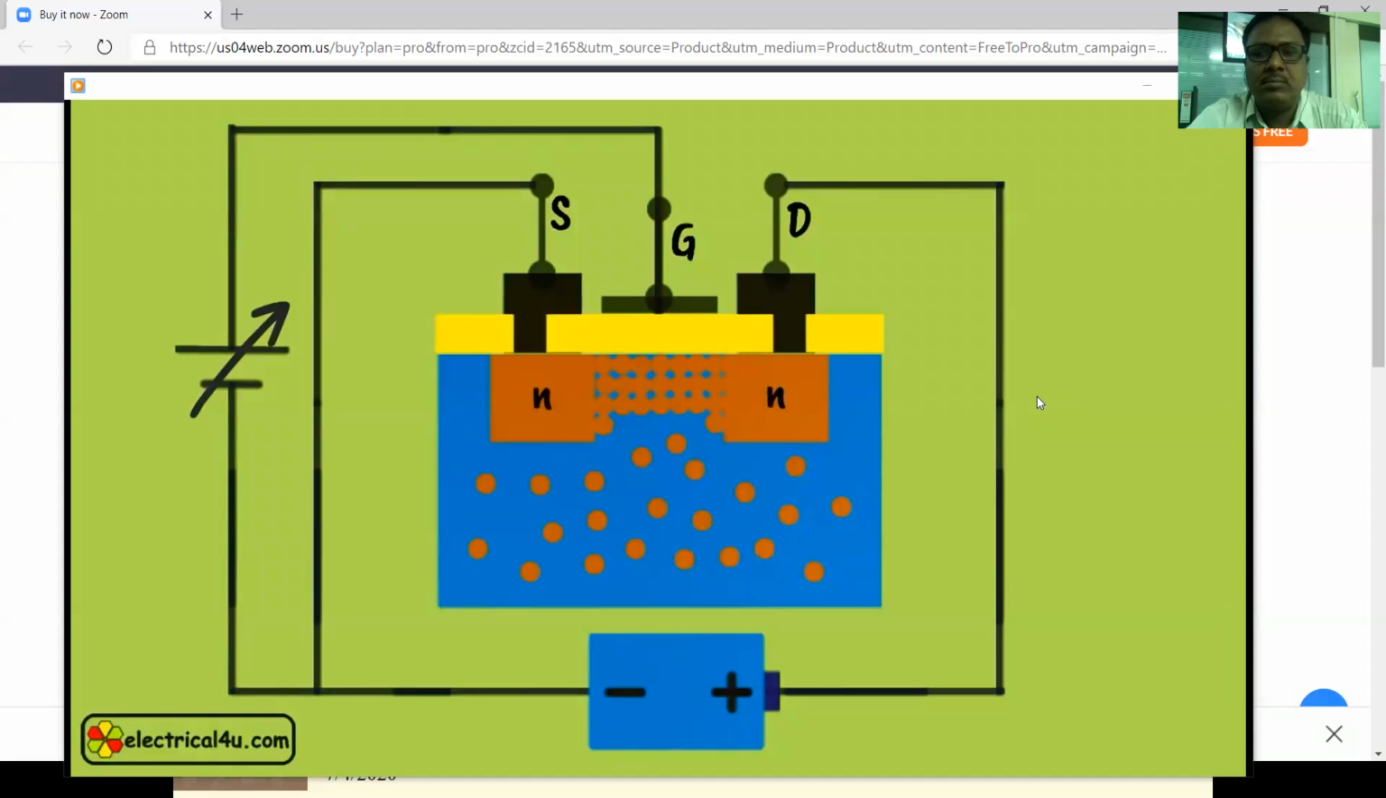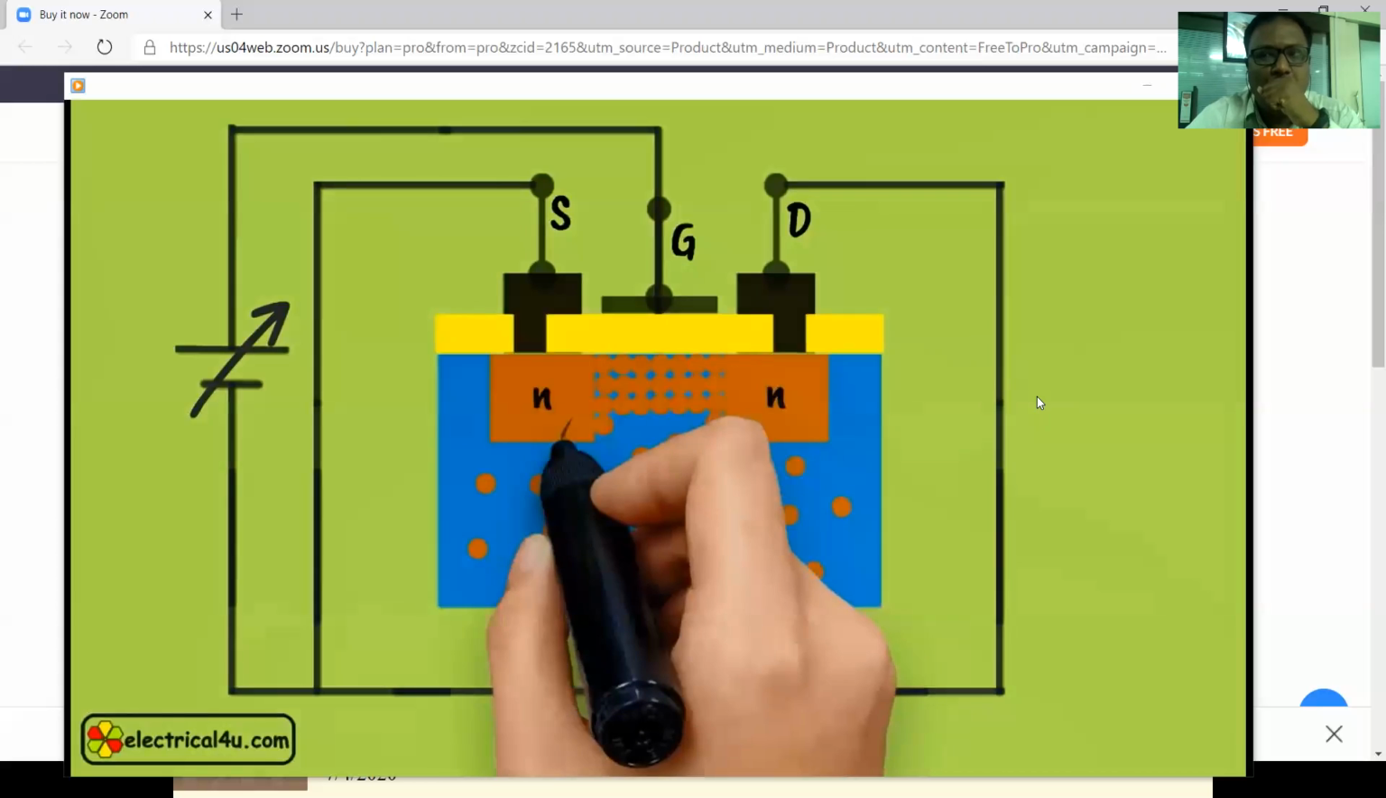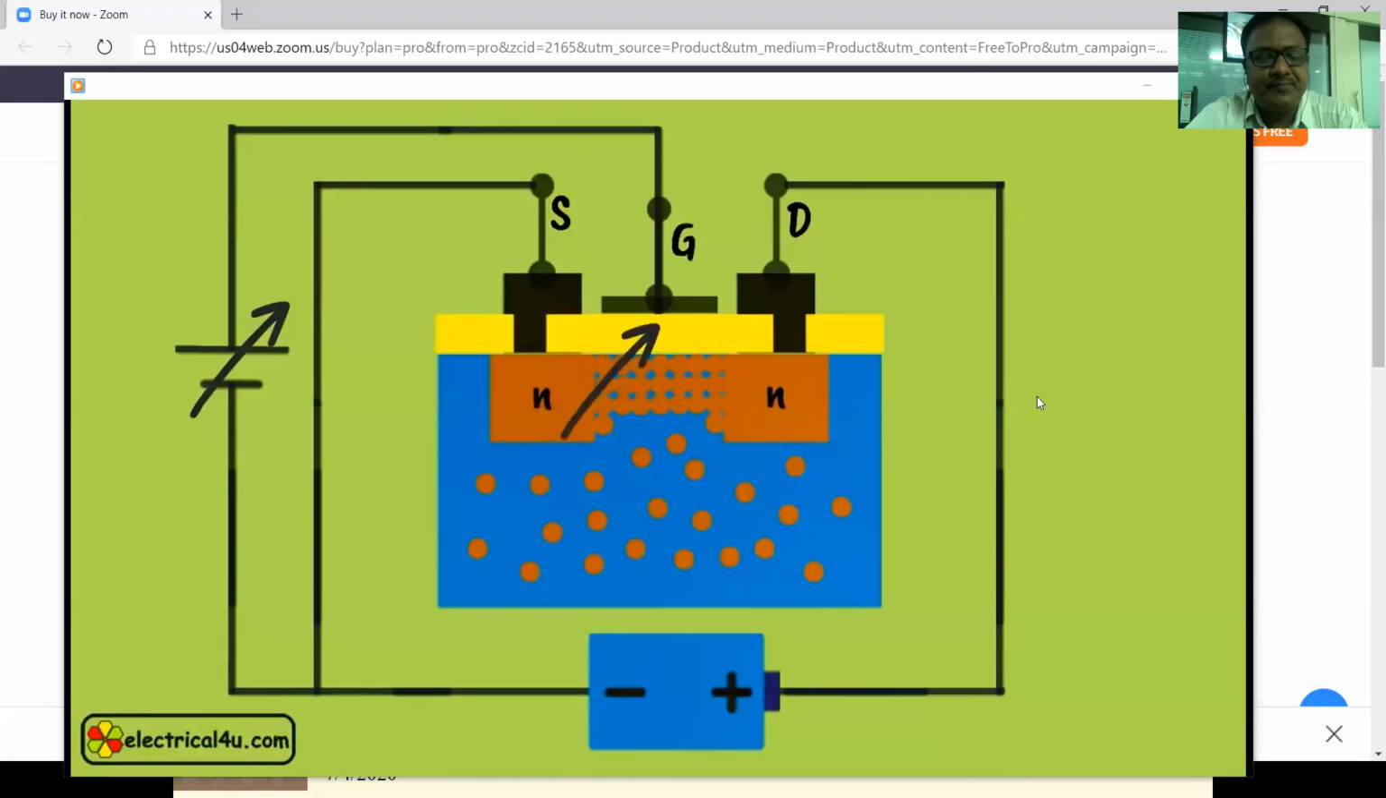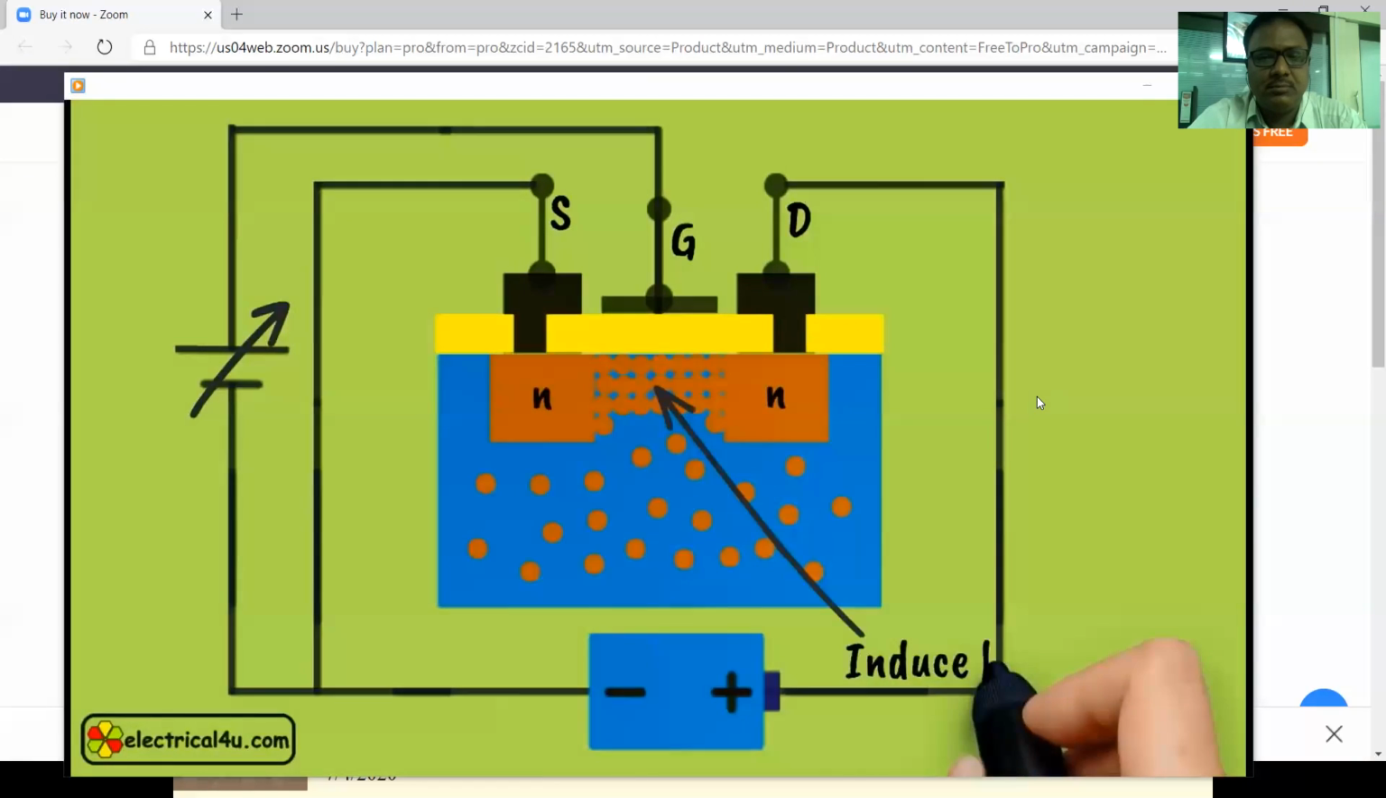Here we have seen that there is no direct connection between the gate contact and the substrate. Instead, these are insulated from each other. But due to electrostatic attraction, the conducting channel between drain and source is formed, and because of that, the channel is also called an induced channel. And the device is called an induced channel MOSFET.